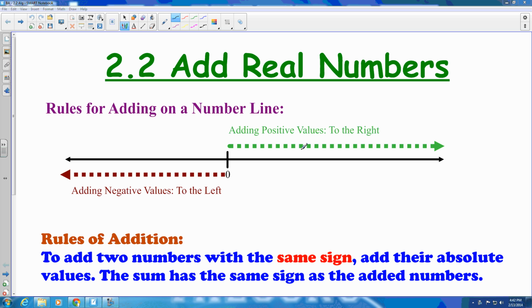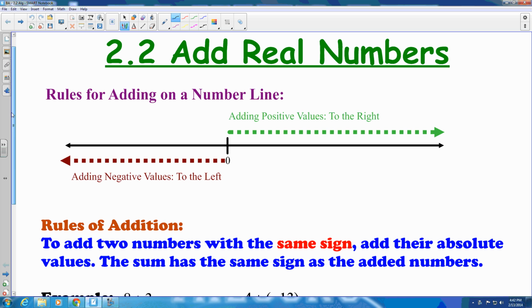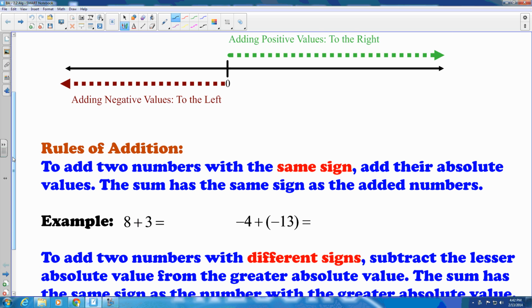First rule is if you have two numbers that have the same sign, whether they're both positive or both negative, you get to add their absolute values. Then the sum is the same sign as the number you've added. So if they're both positive, that means the result will be positive. If they're both negative, then the result will be a negative.